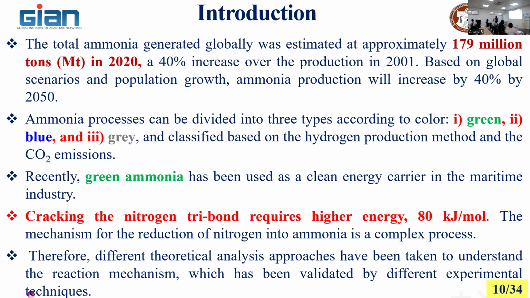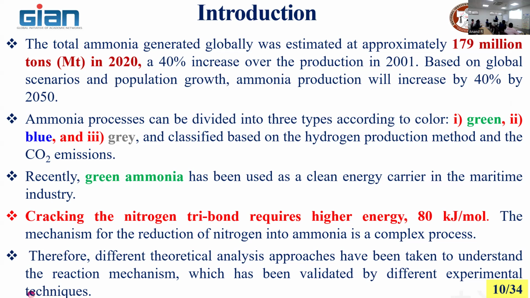Ammonia processes can be divided into three types: green, blue, and grey. As you all know, for producing green ammonia, we use green energy, not energy from conventional sources. Blue means you consume conventional energy, but CO2 is captured. Grey means we consume conventional energy sources, and CO2 is not captured. Okay. So recently, green ammonia has been used as a clean energy carrier in marine industries.